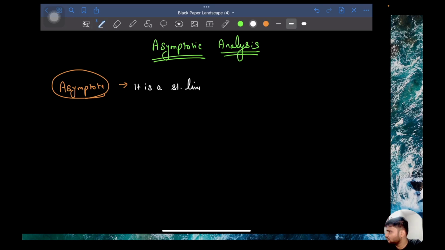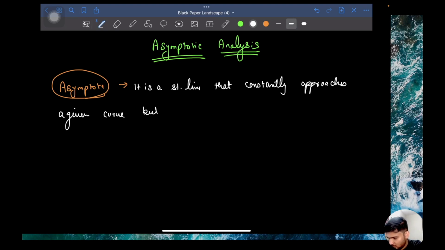It is a straight line that constantly approaches a given curve, right? But doesn't meet at any infinite distance, right?